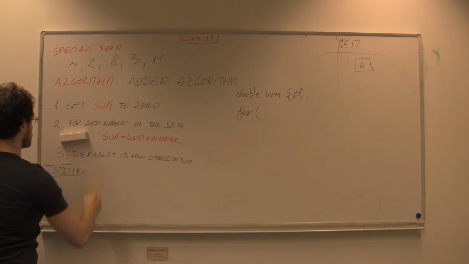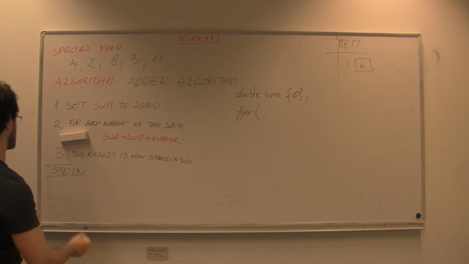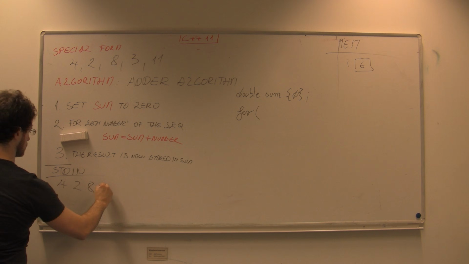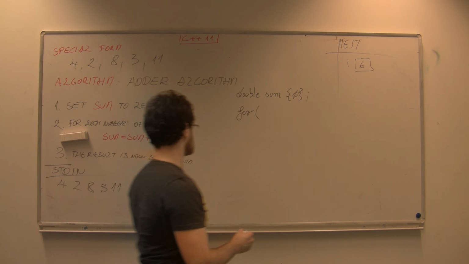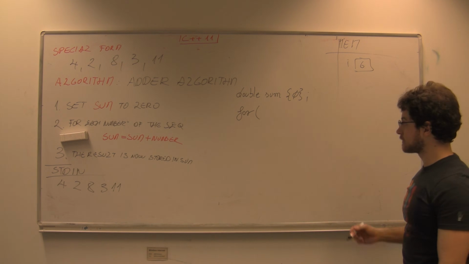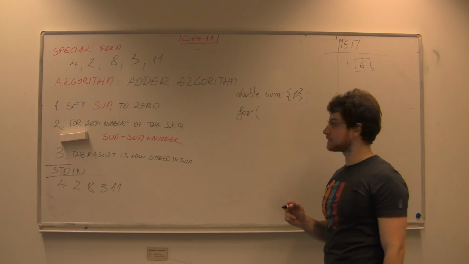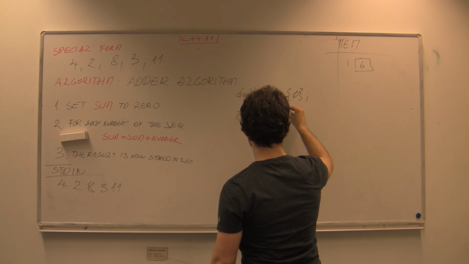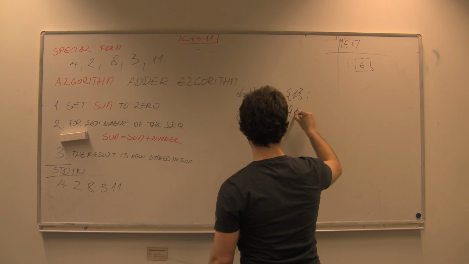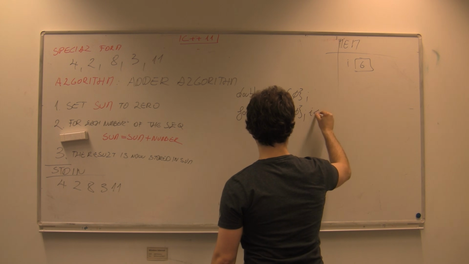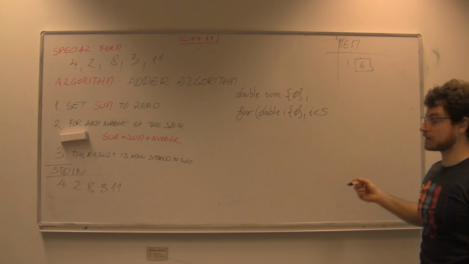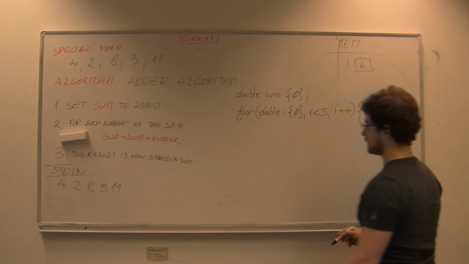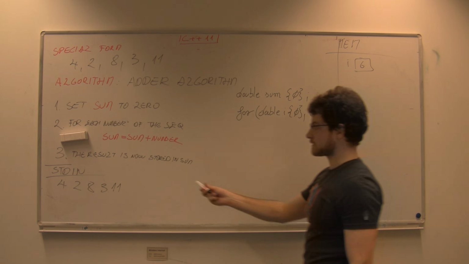So on our standard input, there are 5 numbers. They may be the same: 4, 2, 8, 3, and 11. So we have a loop for 5 times. We introduce the loop variable, set it to 0. We loop for 5 times. We now understand this. And at each step, we perform this.